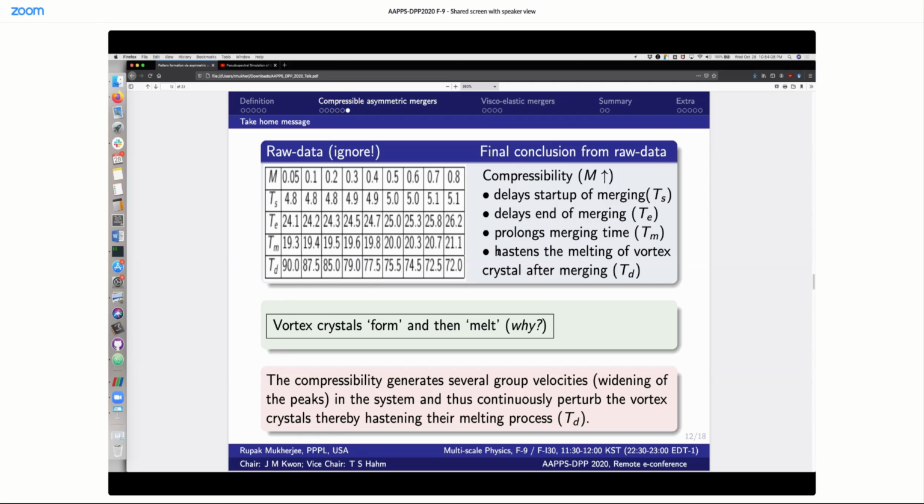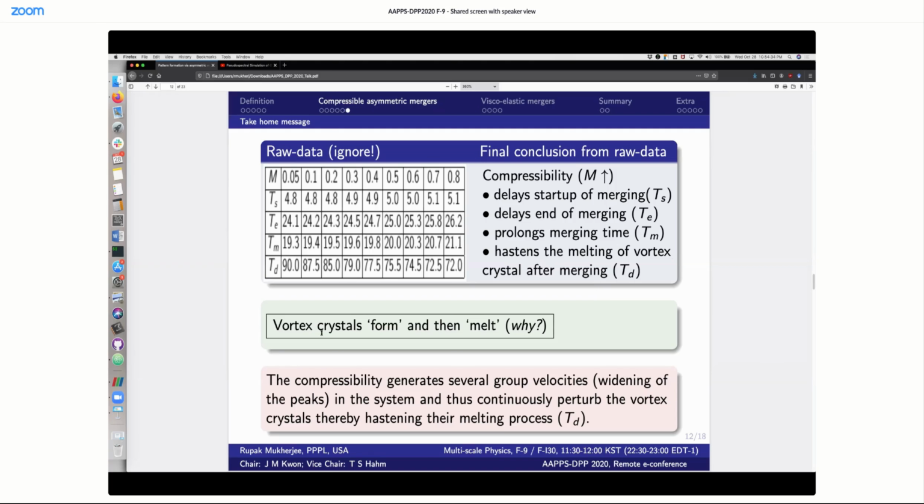However, at M equal to 0, there is no melting. But if you increase the value of M, the Mach number, you'll see that the melting time, that is, when the vortices melt after the formation of the vortex crystal, is also hastened as the compressibility increases.